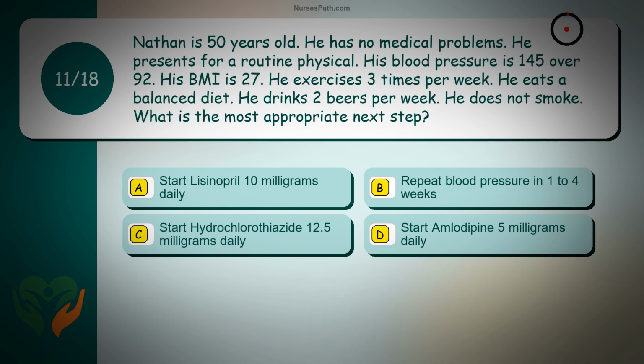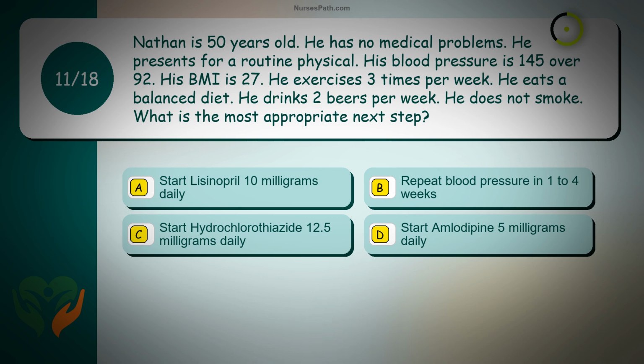Question 11. Nathan is 50 years old. He has no medical problems. He presents for a routine physical. His blood pressure is 145/92. His BMI is 27. He exercises 3 times per week. He eats a balanced diet. He drinks 2 beers per week. He does not smoke. What is the most appropriate next step?